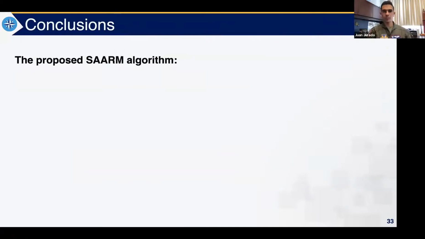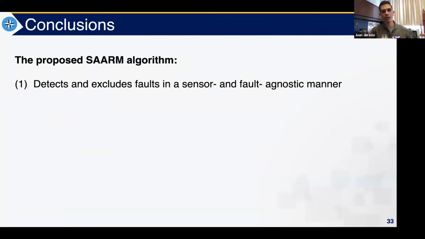Okay, so I think that brings us to conclusions. This is the paper that was published in ION's latest publication. We wanted an algorithm, and hopefully I've shown you convincingly enough through the presentation, and of course, you're welcome to read the paper, that detects and excludes faults in a sensor and fault agnostic manner. So we're not assuming what kind of fault we have. We're not assuming what kind of sensors we have. We can let those vary as they need to.